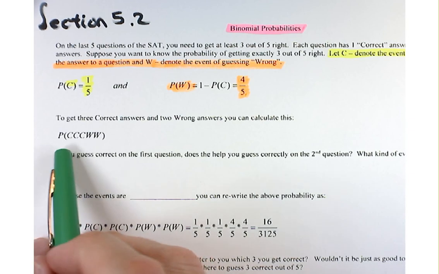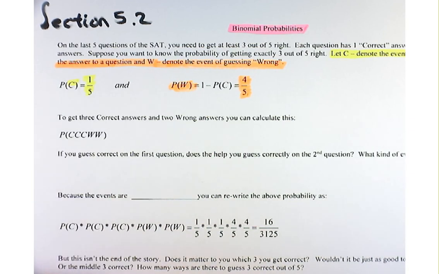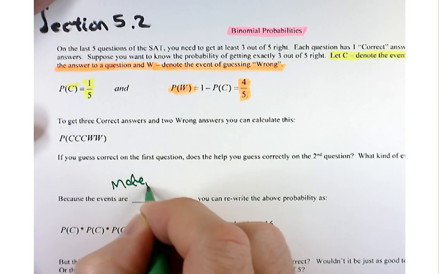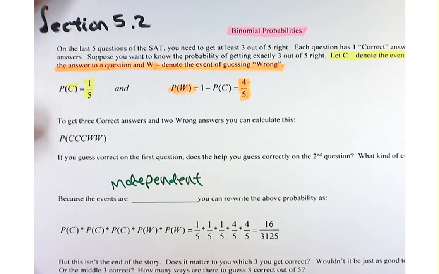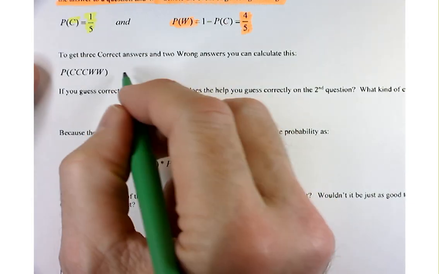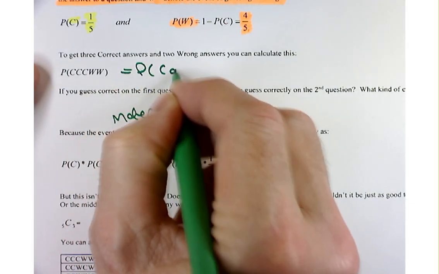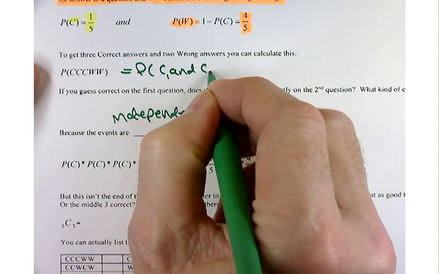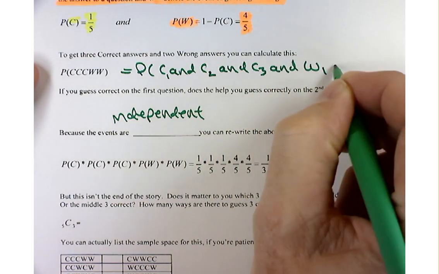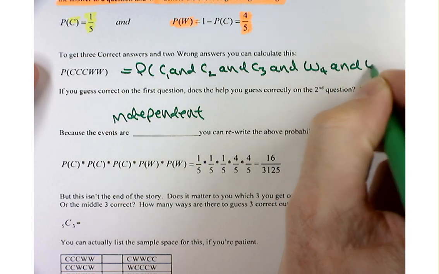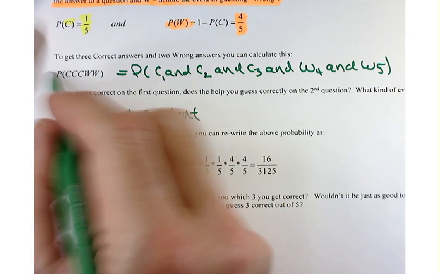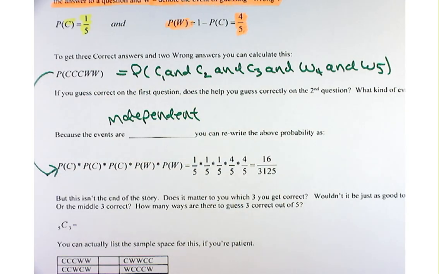So if that's all true, what kind of events are each of these guesses? Independent. Good, they're independent. And that's really nice, because if they're independent, then I can take this probability, which is really the probability of C on the first guess, C on the second guess, C on the third guess, and a W and a W, so all 5 guesses, and split it up because they are independent.